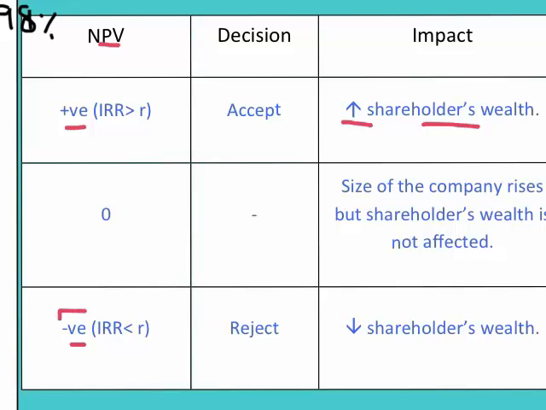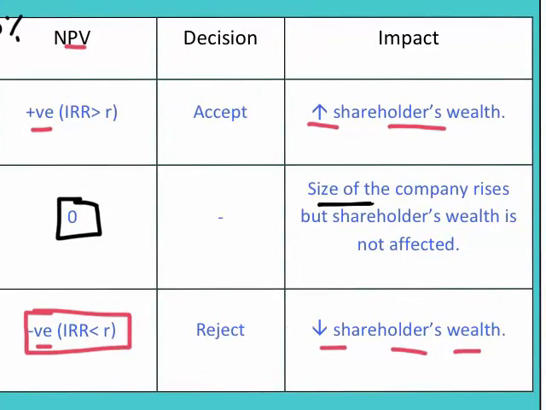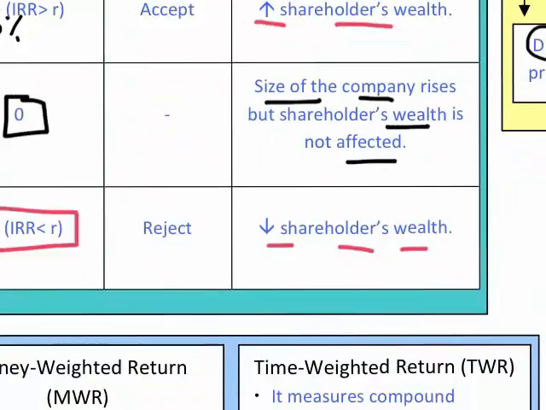So key thing is, if a company decides to go with a negative NPV project, that will be destroying money. And that will be generally understood by shareholders, and share price will fall. So shareholder wealth will decrease. Now, if on the other side it's a zero NPV project, then company size will increase. Size of the company will rise. So previously they were doing projects of $400 million, now they are doing $500 million, but it won't have any effect on shareholders' wealth because net they are not making any money. These are facts that you need to retain.